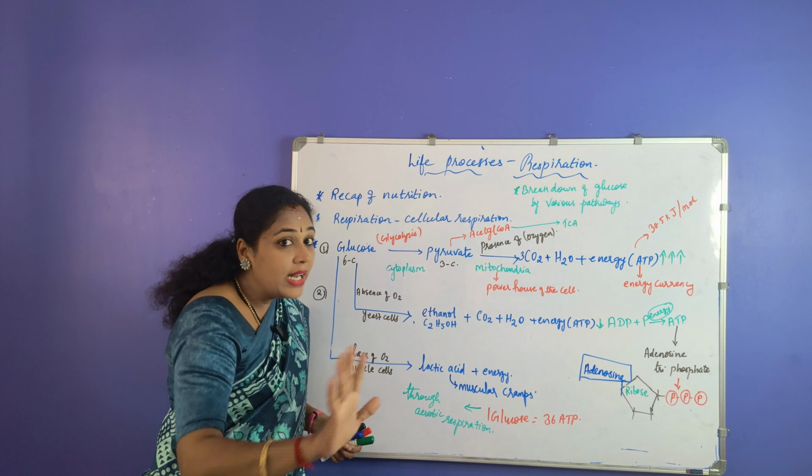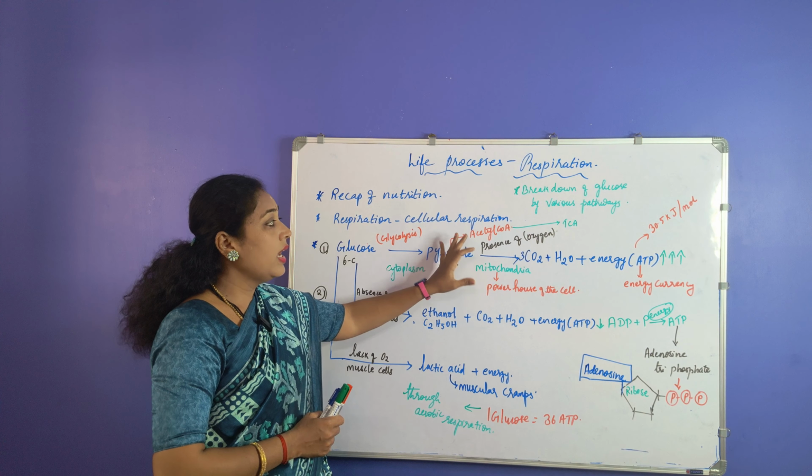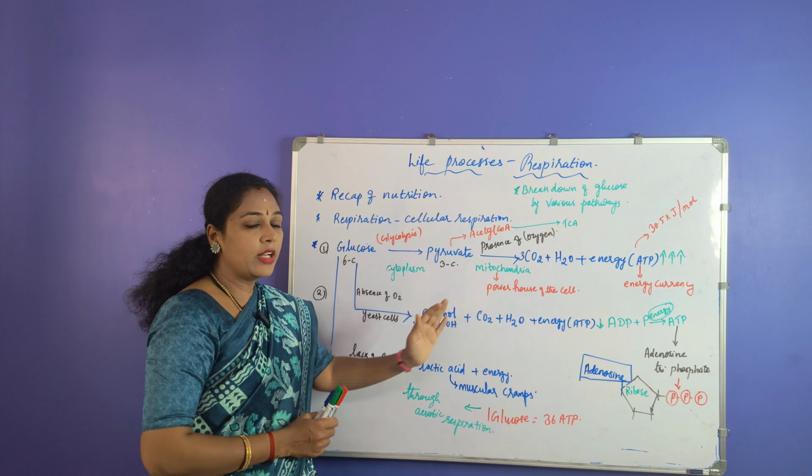Now the acetyl-CoA which is produced will enter the mitochondria. You would have studied that mitochondria is the powerhouse of the cell. The name powerhouse itself means that power, energy, is produced in that cell organelle, the mitochondria. How is it produced? This acetyl-CoA enters a cyclic pathway called the TCA cycle, and the full form of TCA cycle is tricarboxylic acid cycle. It is also called the Krebs cycle.